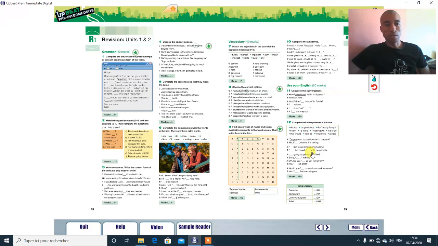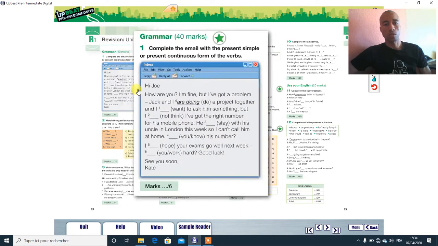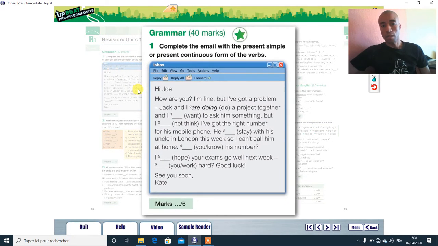Take you again to an important part related to our lessons, which is of course a revision. So here we'll try together to revise Unit 1 and 2. And we will start, of course, with the first lesson we dealt with, which is the present simple and the present continuous.